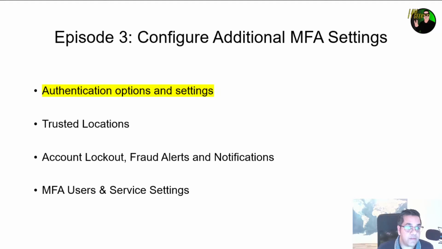So now we've had a look at the authentication options and the settings around that. We saw there were three authentication methods you could configure: the FIDO2 hardware key option, the Microsoft Authenticator app options, and there was also options around text messages to enable those. So now we're going to move on to trusted locations.